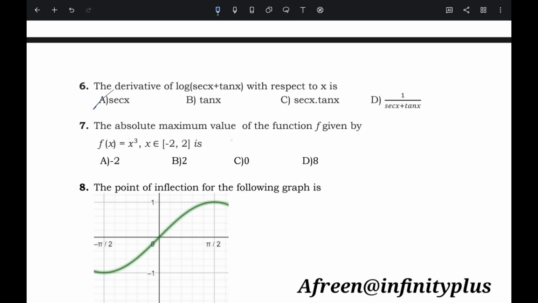Next, the absolute maximum and absolute minimum value for the function given. For the seventh one, you have to find the absolute maximum value for the function f of x equals x cube within the interval -2 to 2. So the answer will be 8. Why is it 8? The maximum value you will have is at 2. If you substitute 2 here, you will get 2 cube, which is 8. So the absolute maximum value will be 8.